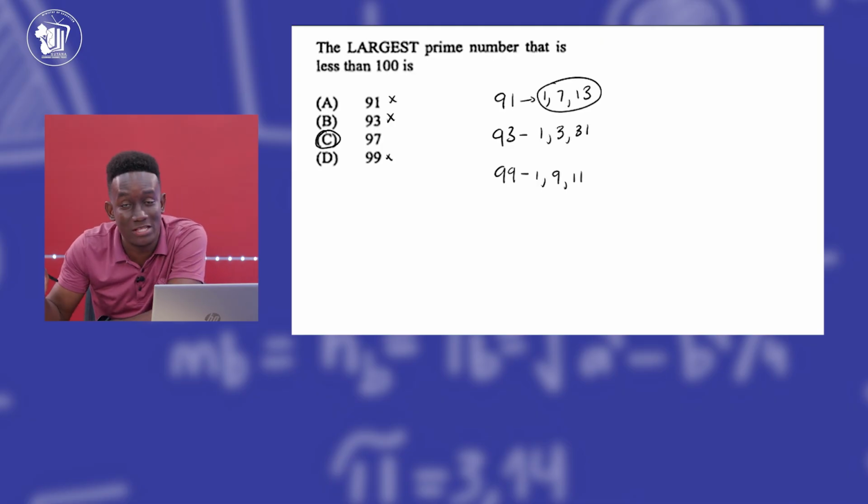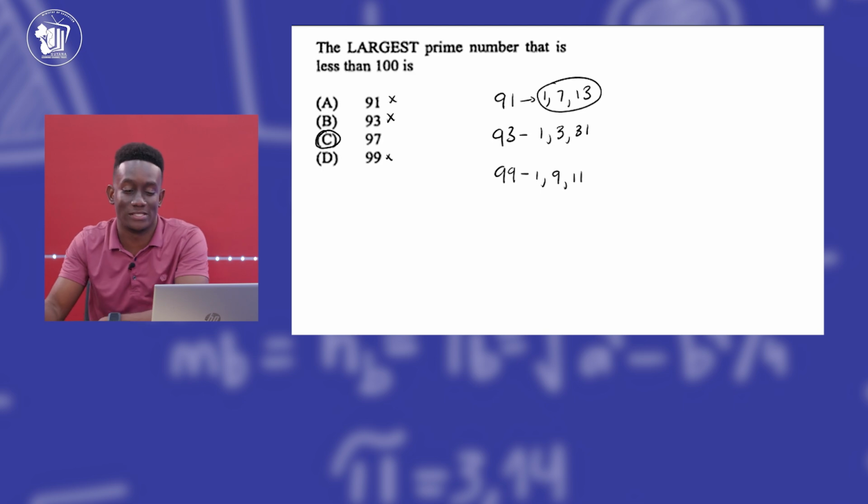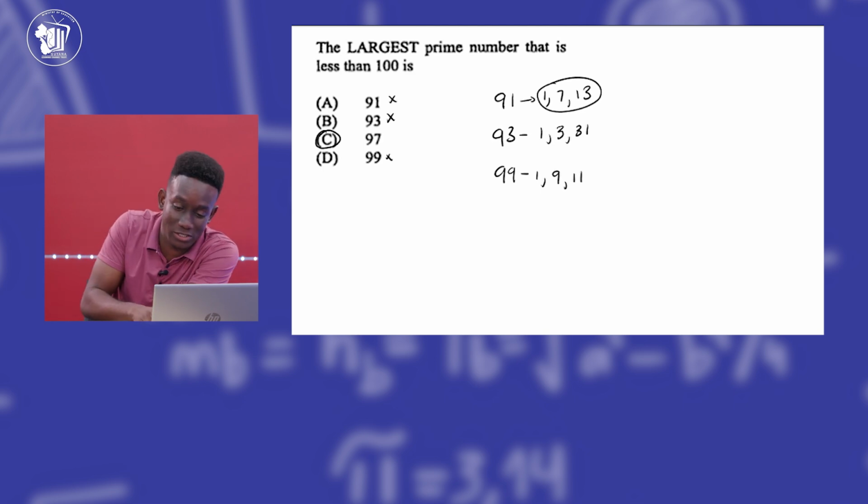This is the kind of approach you want to take for multiple choice questions. You want to do elimination. Eliminate the obvious answers that are not correct, and then narrow it down to one answer. So let's move on to the next question.